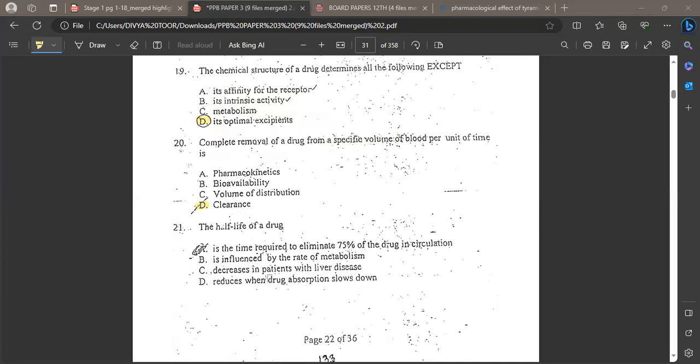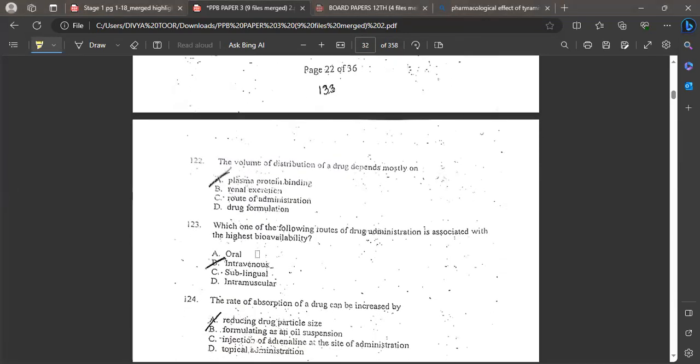Half-life of a drug is time required to eliminate 75% of the drug in circulation, influenced by the rate of metabolism, decreases in patients with liver disease, and reduces when drug absorption slows down. May I go with it's influenced by the rate of metabolism. Yeah, I would also go with that.